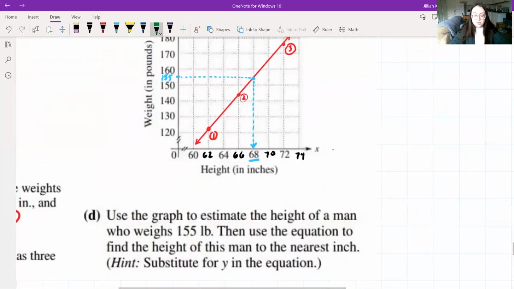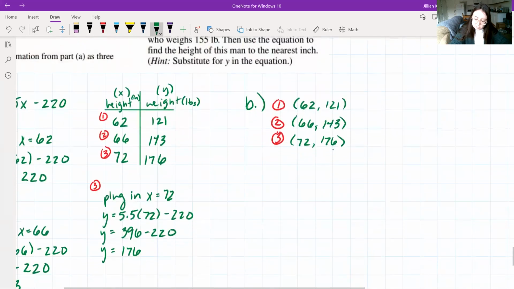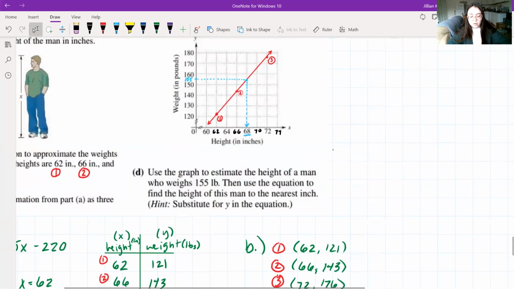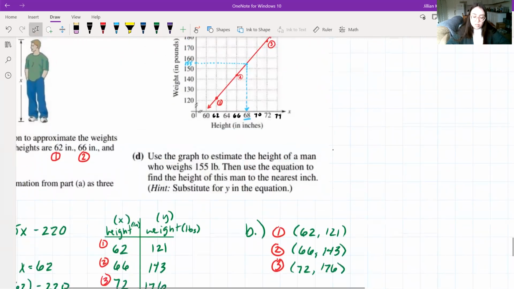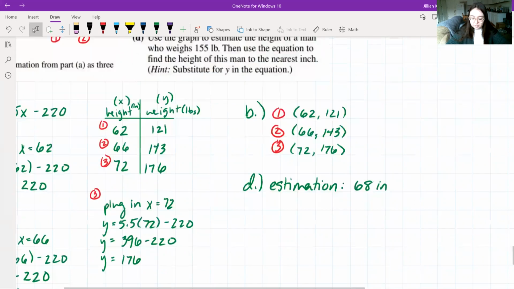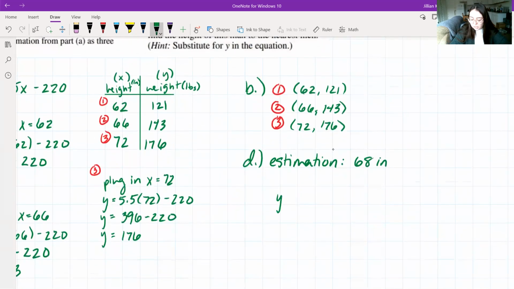So our estimation for part D, which we're going to write right here, is about 68 inches. This is what our graph is telling us. But then we want to use our equation to find the actual height of this man to the nearest inch. So if we use our actual equation, which was y is equal to 5.5 times x minus 220, we're going to plug in 155 for y.